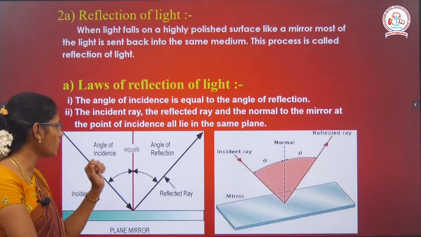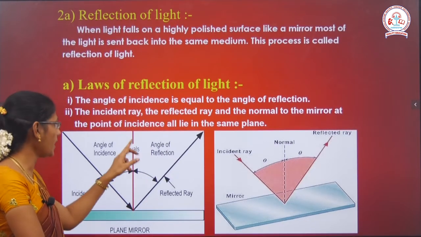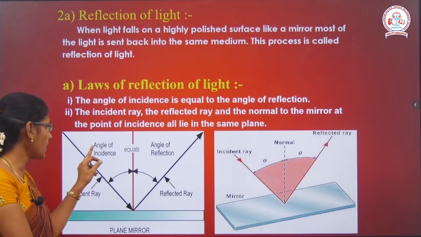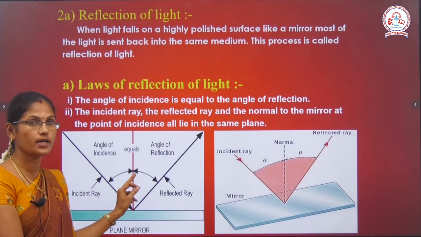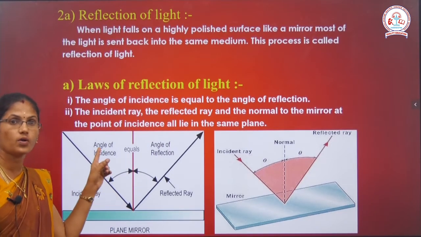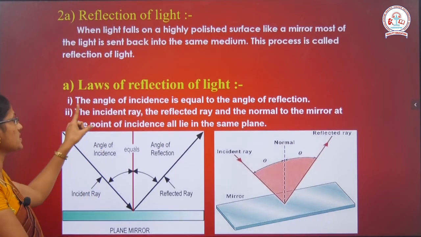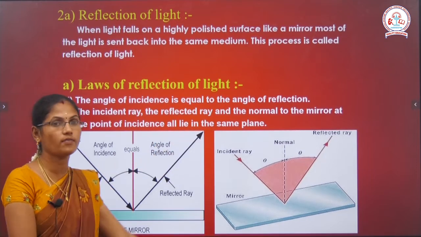And next, what is angle of reflection? The angle between the reflected ray and the normal line we call the angle of reflection. Angle of incidence is denoted as I and angle of reflection is denoted as R. Now you understand what is angle of incidence and what is angle of reflection. So what is the first statement? The angle of incidence is equal to the angle of reflection.